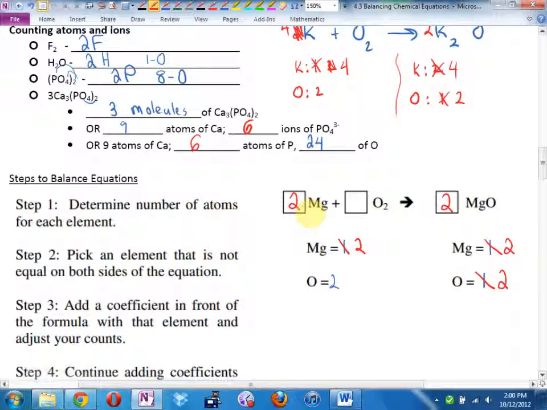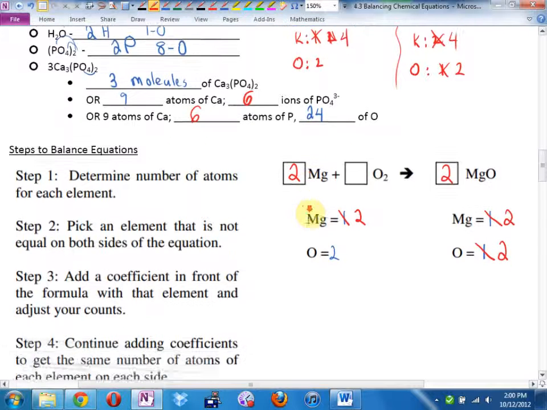Now we zoom out. Am I in balance? Let's see. How many magnesiums do I have on the left-hand side? 2. How many on the right-hand side? 2. How many oxygens do I have? 2. How many on the right-hand side? 2. Am I in balance? No. What's out of balance? Sorry, you misunderstood me. Am I in balance? Yes. Am I unbalanced? No. This is good. My bad. I'll drop the in. Am I balanced? Yes. Okay.